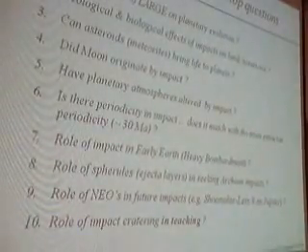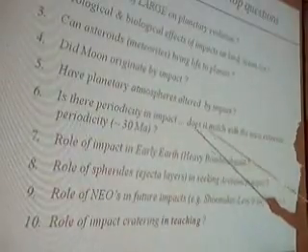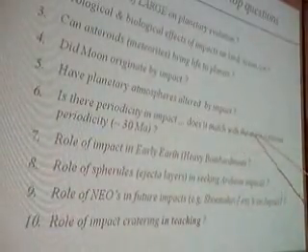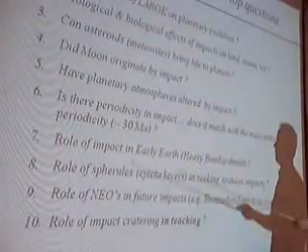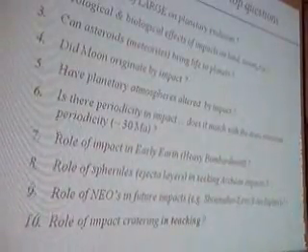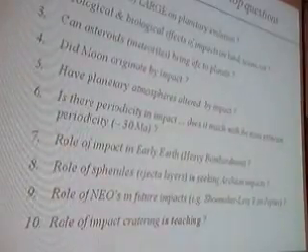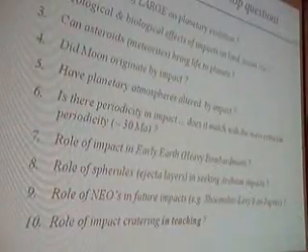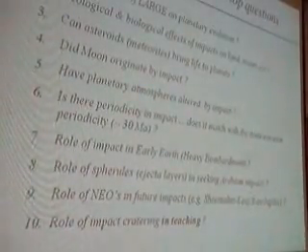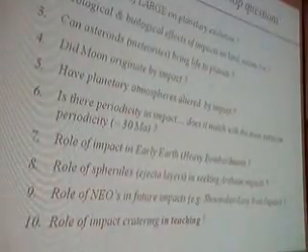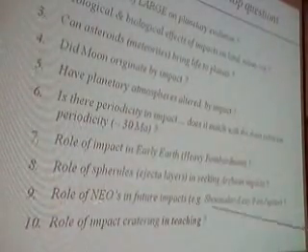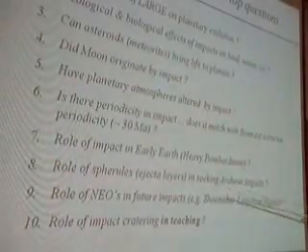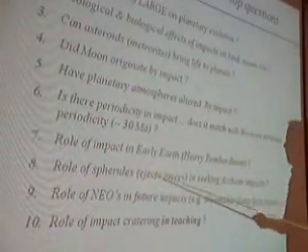And is there a periodicity in the impact record? If there is, does it match with the mass extinction periodicity, which is roughly 30 million years? The role of impact in early Earth during the heavy bombardment from 4,500 to maybe 3,900. And if you look at the Archaean, the oldest rocks on Earth, they have found a lot of these tiny spherules. Are they really impact ejecta layers or what are they?